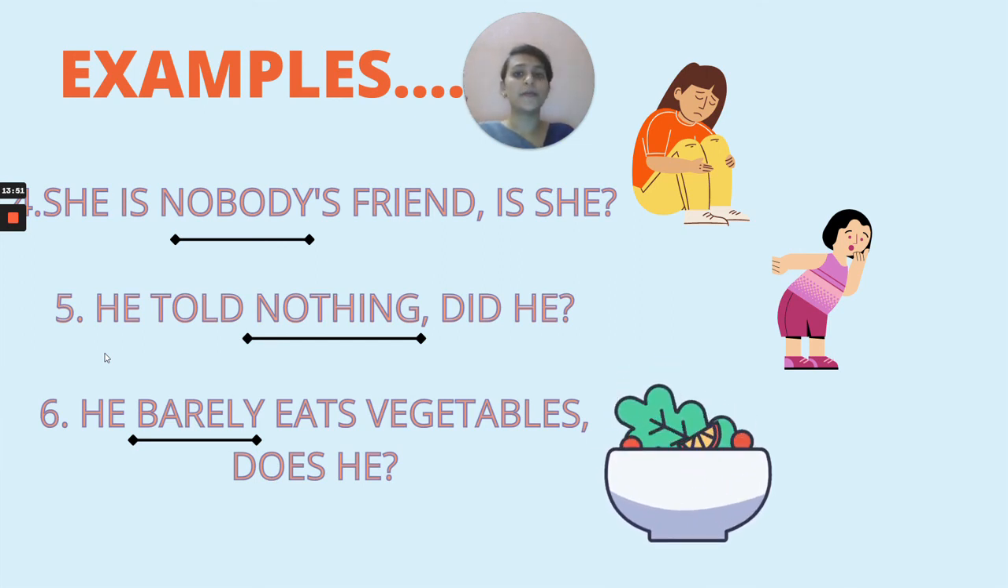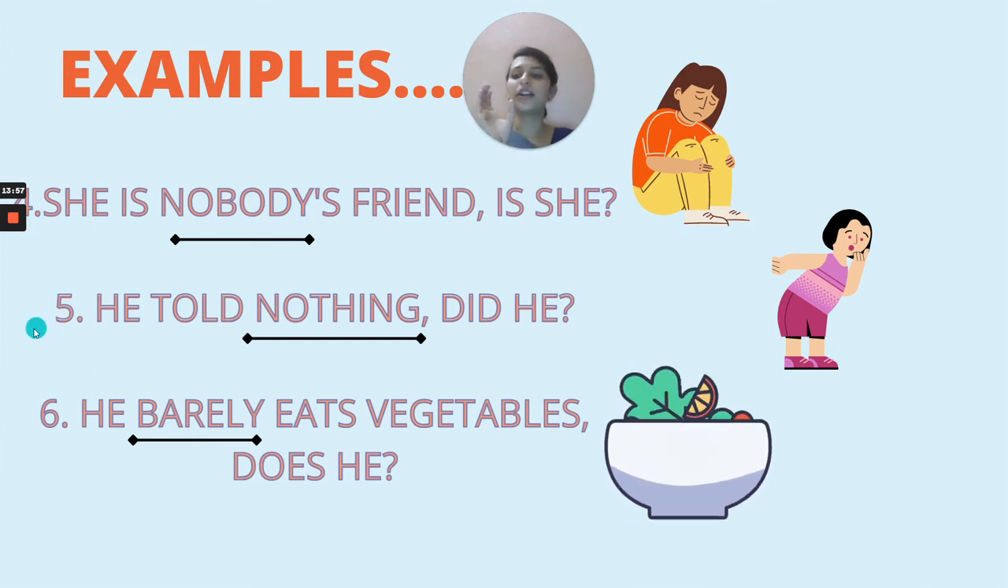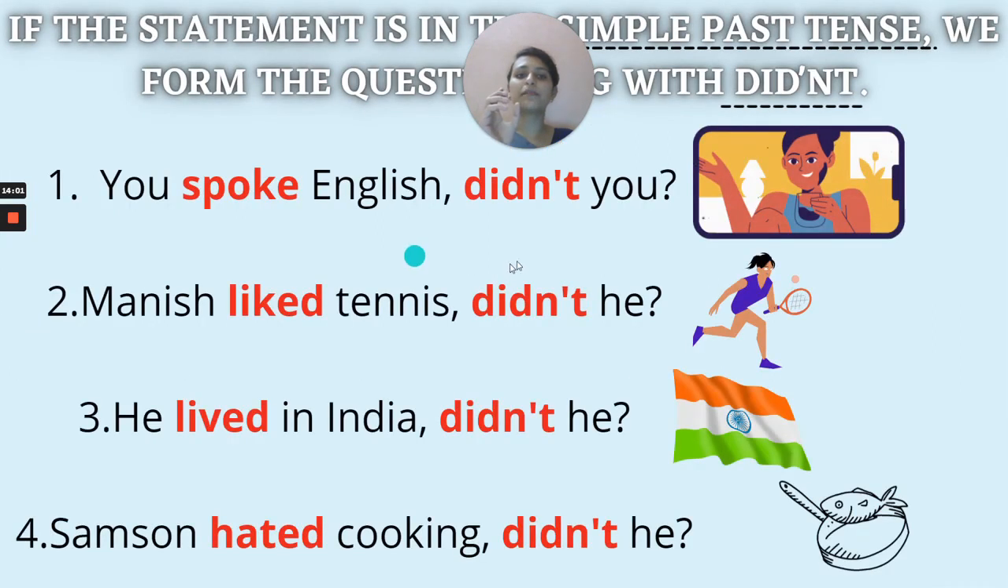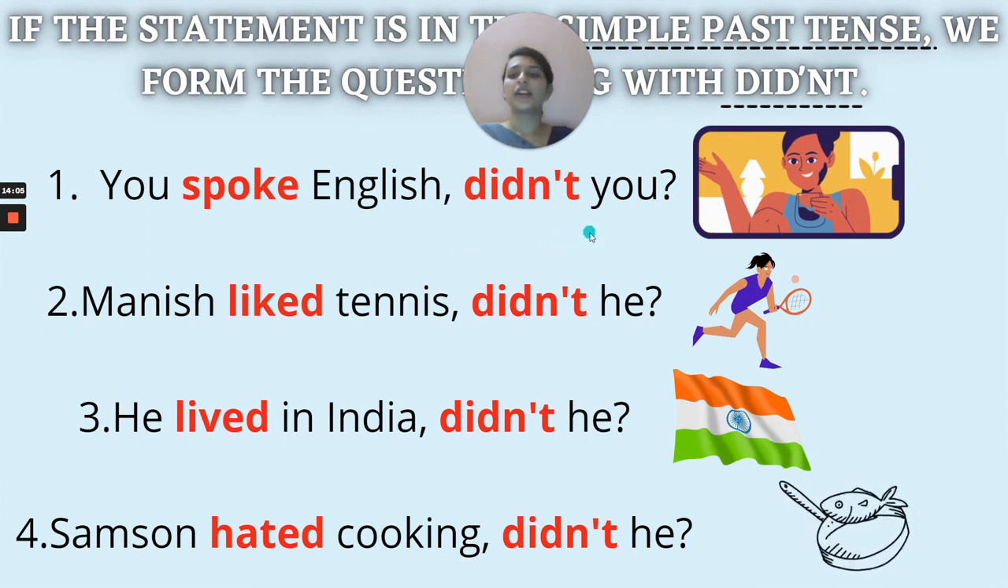Now if your sentence is in the simple past tense, she spoke English, didn't she? Suppose it is in the simple past tense, you will use didn't. Manish liked tennis, didn't he? He lived in India, didn't he?